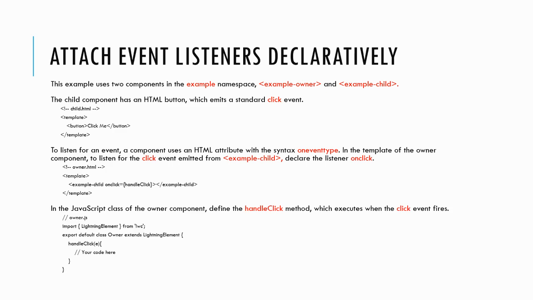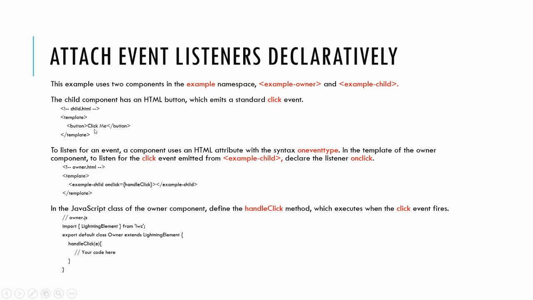So now let's see how we can attach event listeners declaratively. In this example, we have two components in the example namespace, namely owner and child. In the child component, we have a button, namely click me. And in the parent component, we are making use of an HTML attribute with the syntax of on plus event type.